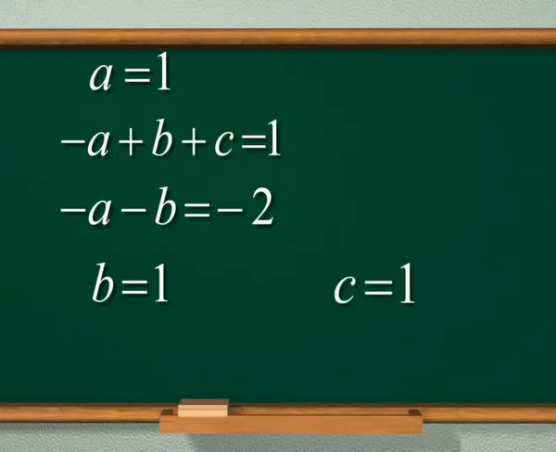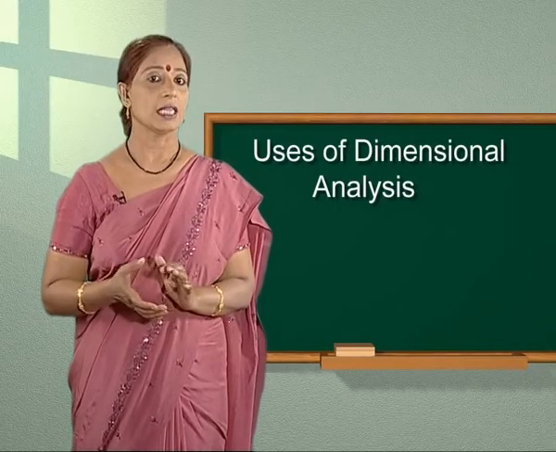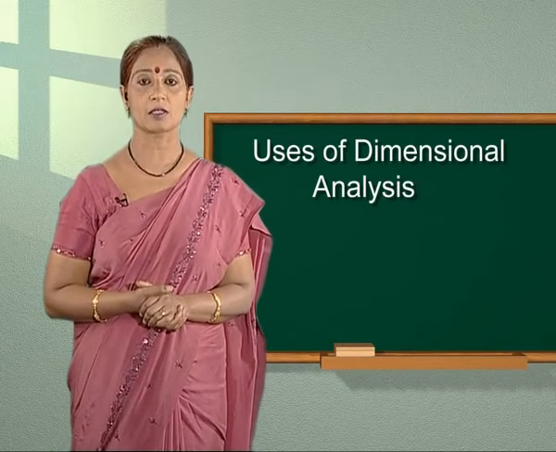Hence, the relation becomes F equal to k into eta, v and r. It is clear that we cannot determine the constant k using dimensional analysis. But experimentally, it is found to be equal to 6 pi. Hence, Stokes' law for viscous drag could be written as F equal to 6 pi into eta, v and r. You can notice that it is not possible to evaluate constant by dimensional analysis.